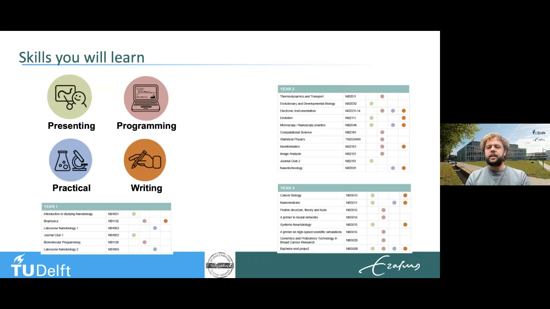And we often get a question like, programming, what level should I have before starting nanobiology? There's a very simple answer. We will teach you how to do programming. So just your high school level of programming, which for most students is 0 experience, then you enter, and we will of course teach you how to do programming.